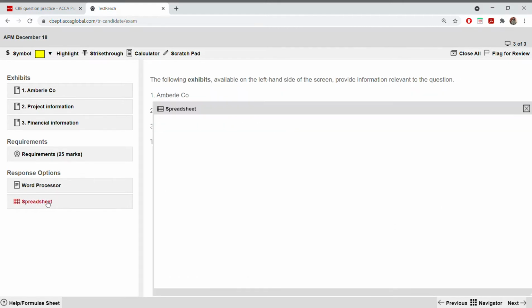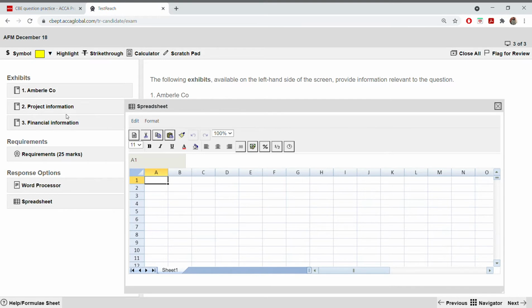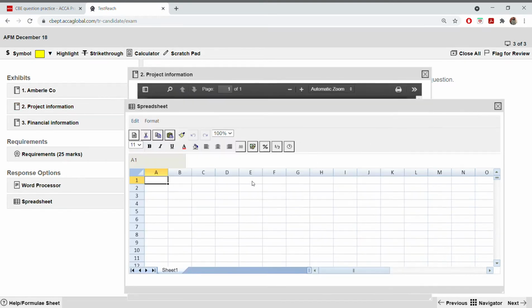Now I'm going to open my spreadsheet. I'm going to keep my project information in front of me. How do I start? So you start with year. Oh, see, I typed, but it didn't type because I didn't double click in the cell. Year, and then start with 0 always when it's cash flow. 1, 2, 3, 4.